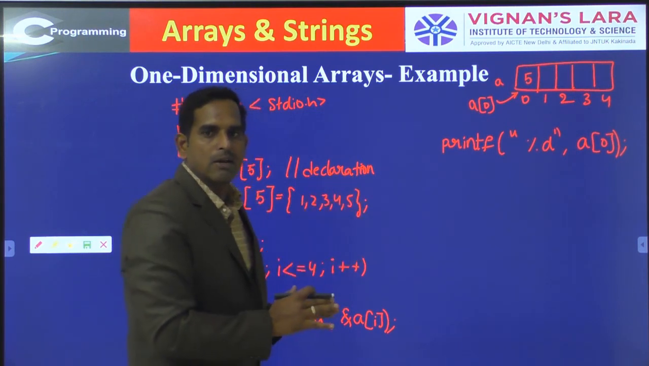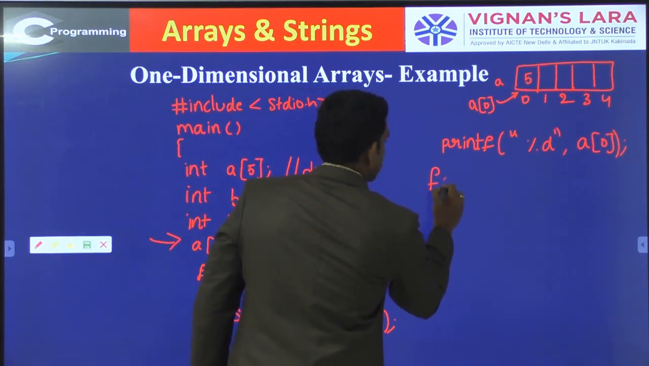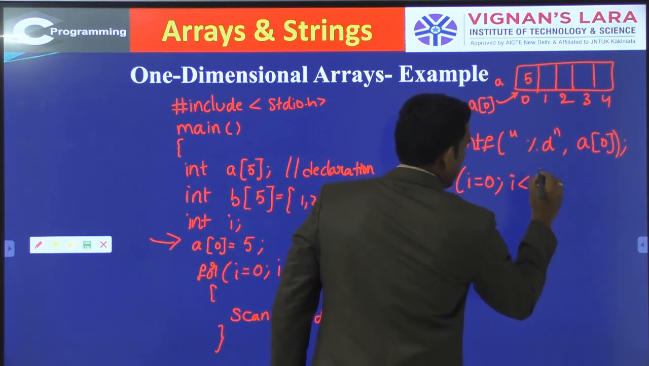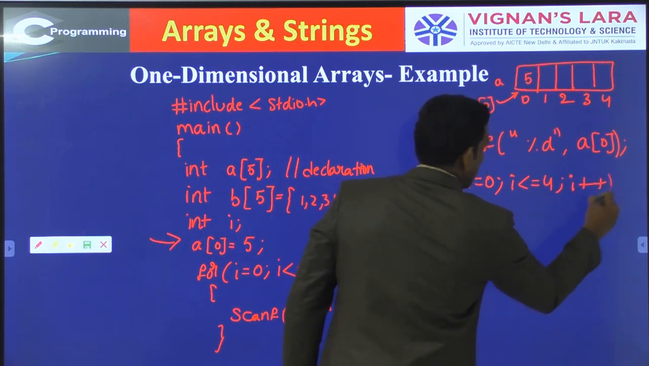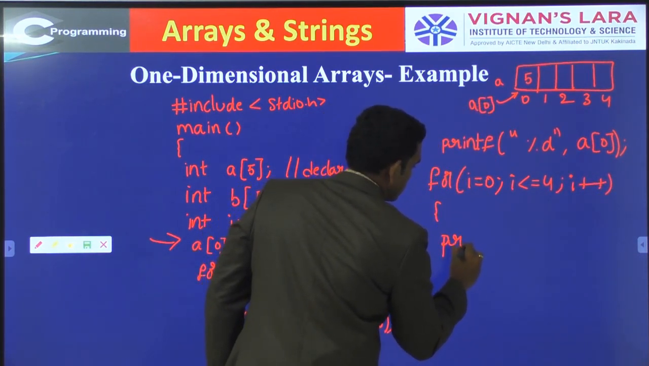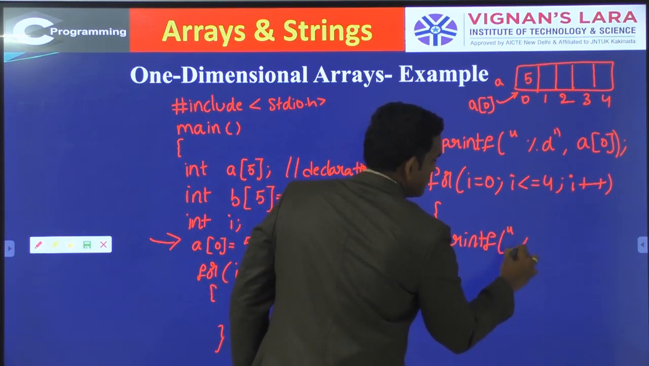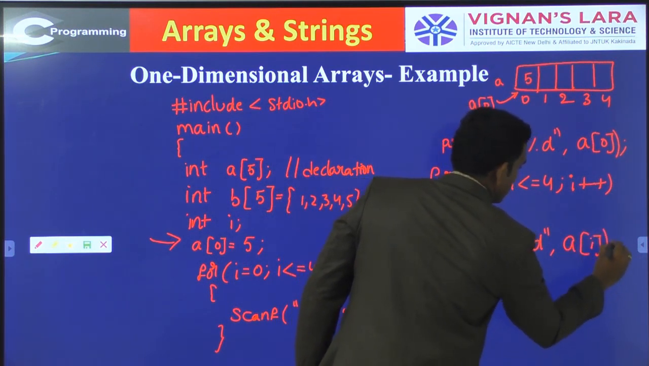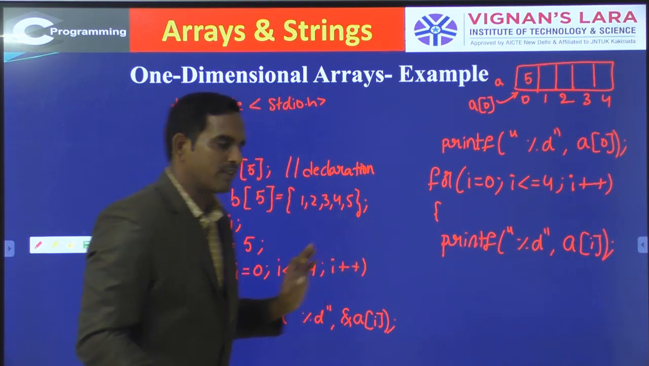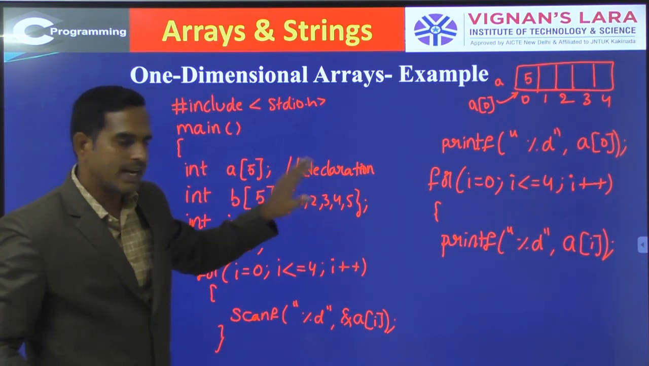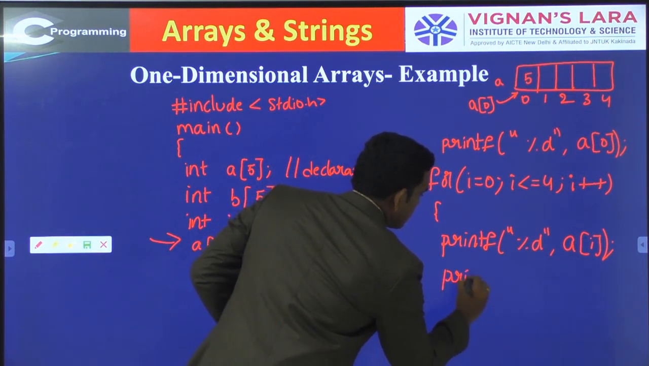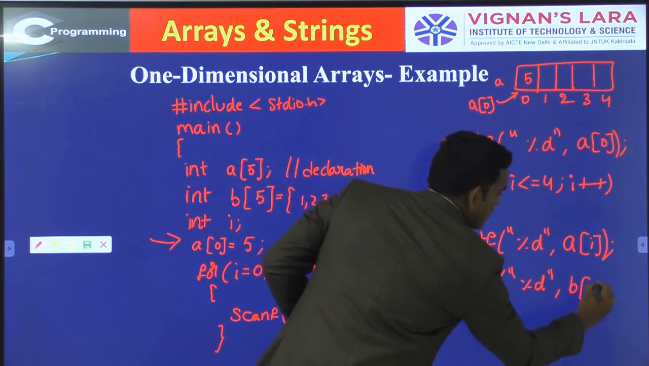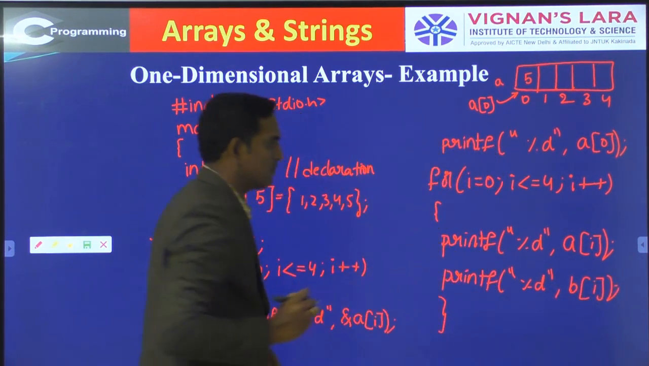If I want to print all the elements, the same thing I have to do. I will start from I is equal to 0 until the last element I am having, I plus plus. printf %d, a of I. This will print a of I. If I want to print the B array also, I can print the B array also.